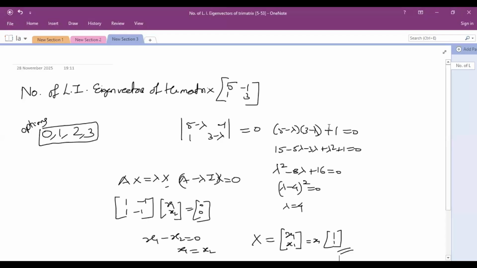So how many eigenvectors do we have in this case? Unique, just 1. So the algebraic multiplicity of lambda equal to 4 is 2, but the geometric multiplicity is equal to 1. Also, further, we can connect this with the concept of diagonalization, where a matrix is diagonalizable if the algebraic multiplicity is equal to geometric multiplicity for all the eigenvalues. So this is also an example of a matrix which is not diagonalizable.